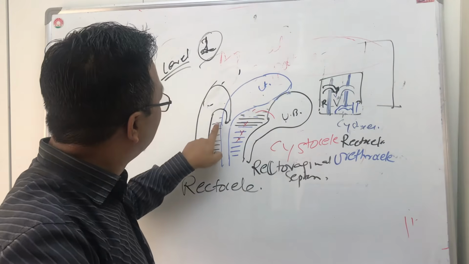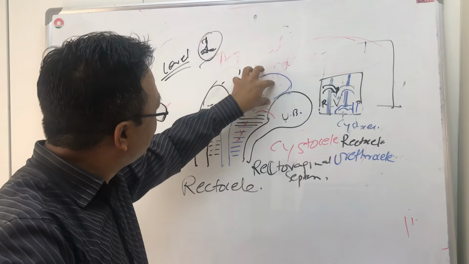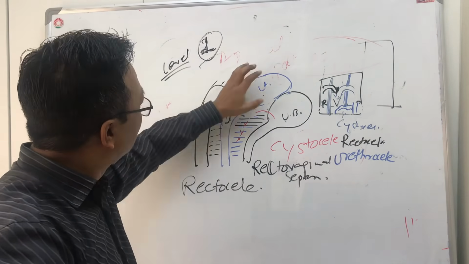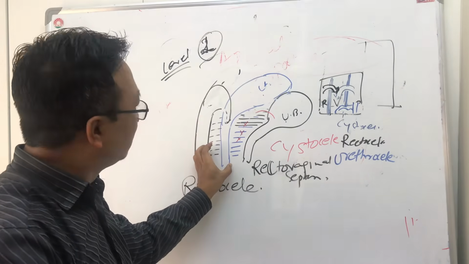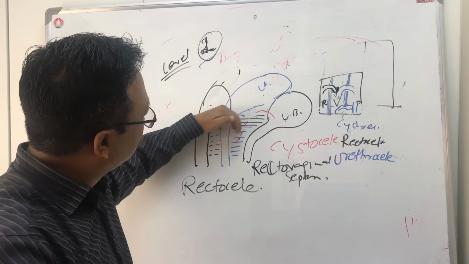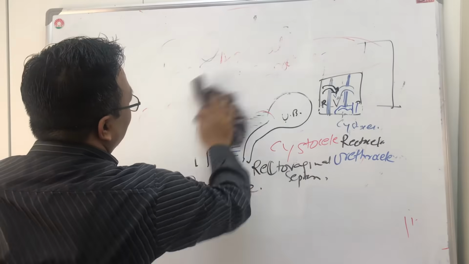One is rectocele. When the uterus is prolapsing, when the uterus is going down, the rectum is also coming along with it. So uterine prolapse, rectocele and cystocele. What else can occur here?